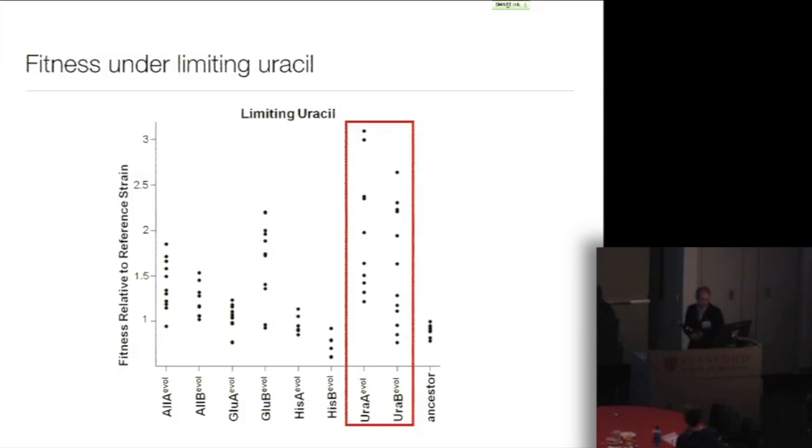So here's some of the fitness data. At the end of the process, each data point is an independent measurement of fitness. And you can see that if you measure fitness under just limiting uracil, then the red box here shows that those populations that were only evolved under uracil restriction had a higher fitness than any of the other populations. In particular, we're comparing it to the all A and all B on the left-hand side. Those are the cases where the populations were exposed to all three pressures, including the uracil pressure, but clearly didn't evolve as quickly to the uracil selective pressure.